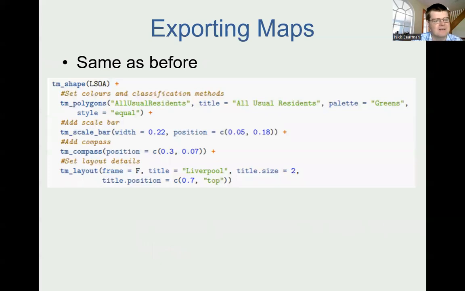And so this is our code that generates the map. We're fairly familiar with this now. There's lots of bits here. If we run this code as is, it will put the map in the plot window. And that's fine, but it doesn't give us much flexibility.